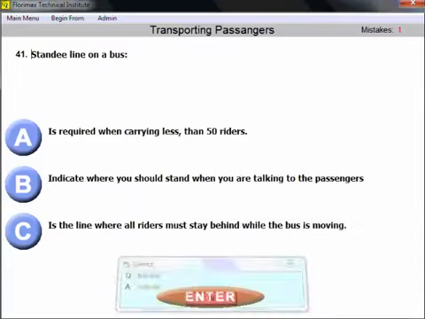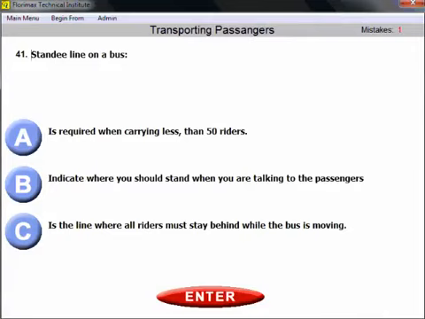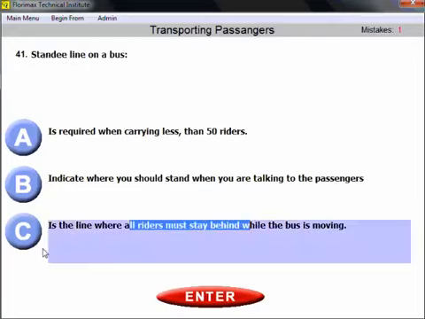Okay. Question number 41. Standee line on a bus. We already discussed what the standee line is, and this is the line where all riders must stay behind. Just remember, standee line, stay behind, definitely while the bus is moving. Standee line on a bus: all riders must stay behind.